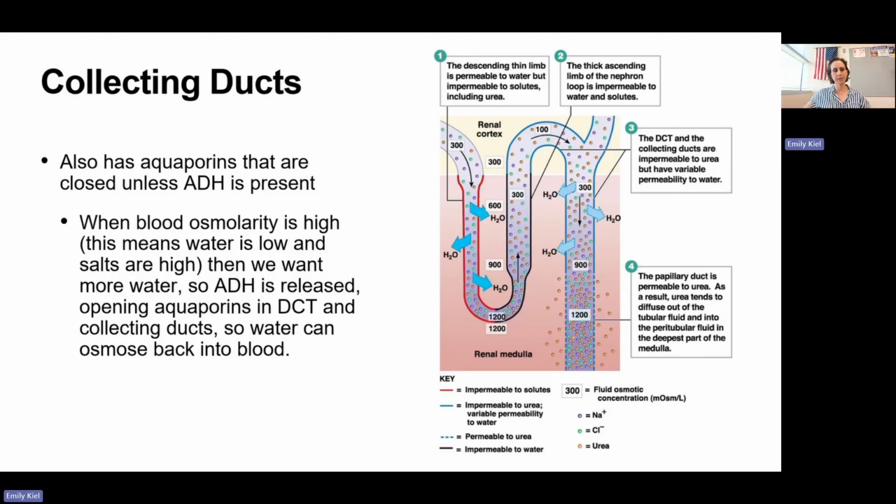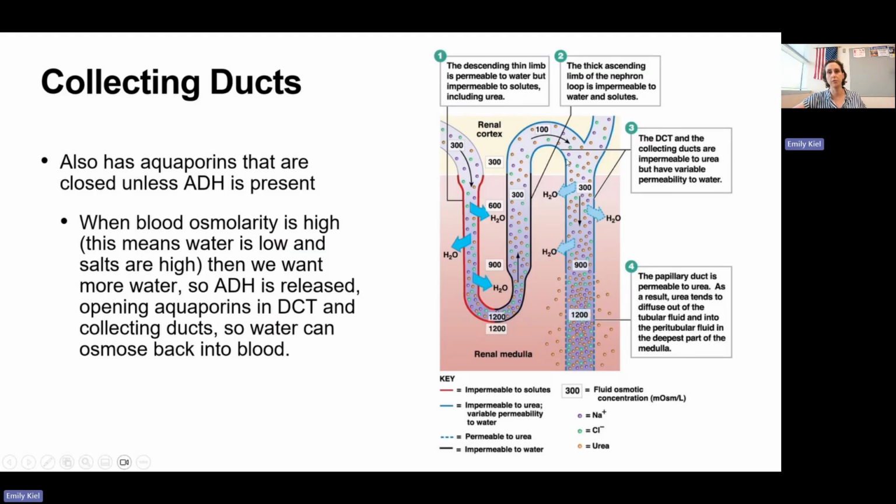So here we are in the collecting duct. We have aquaporins here that are closed unless ADH is present. That's that antidiuretic hormone. If you have antidiuretic hormone, those pores are going to be open, and that concentration gradient in the renal medulla is going to encourage the water to leave, to try and keep water in the body so water can osmose back into the blood.